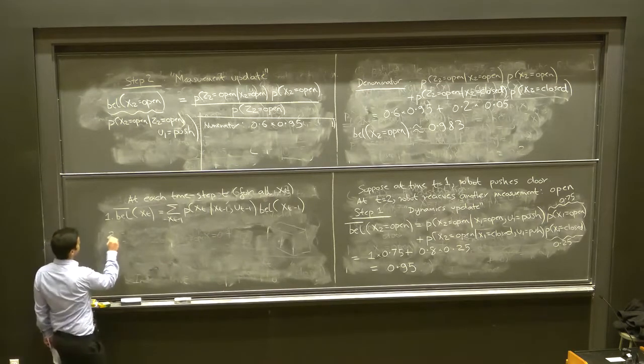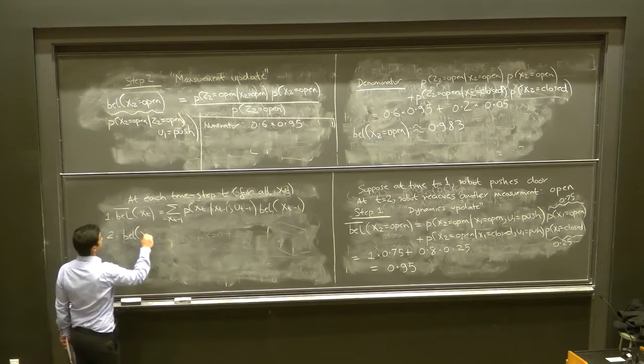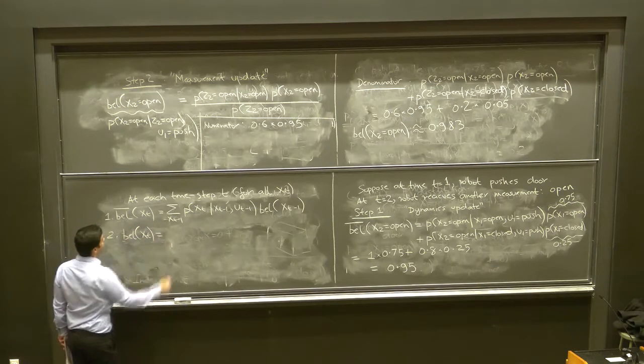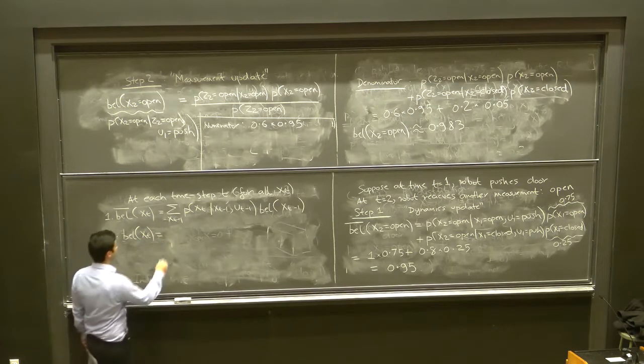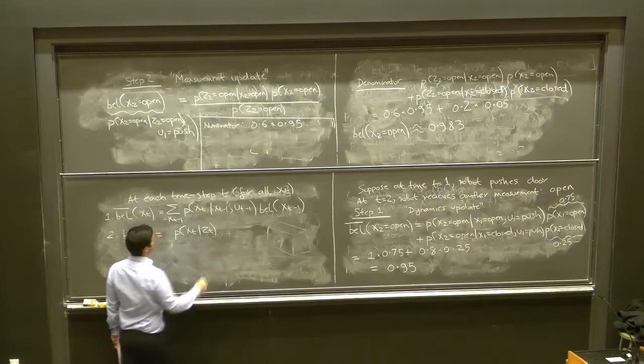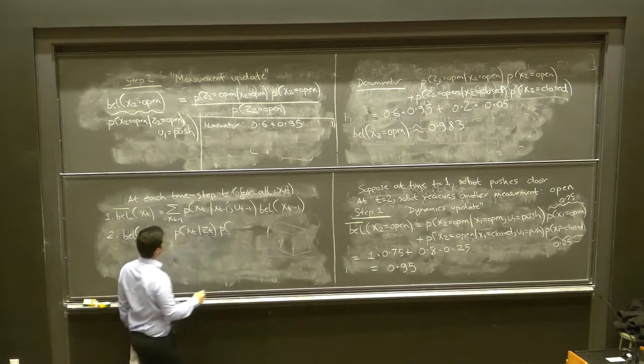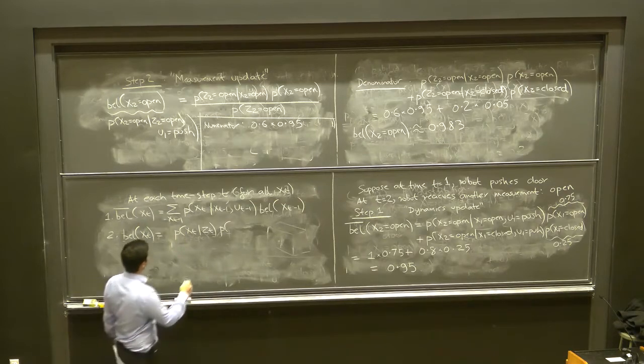And then the second step is to incorporate the sensor measurement. This is done with Bayes rule. So this is the probability of xt given zt multiplied by the other way around.